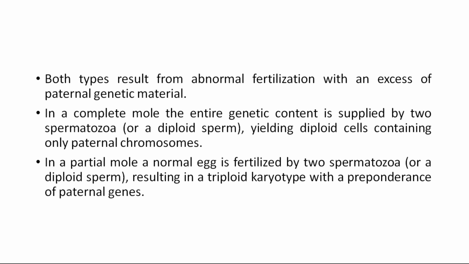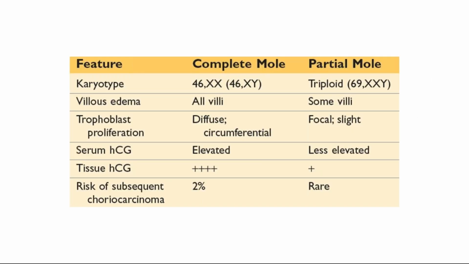In a partial mole, a normal egg is fertilized by two spermatozoa or a diploid sperm, resulting in a triploid karyotype with a predominance of paternal chromosomes. So the differences between complete mole and partial mole: the karyotype of complete mole is either 46XX or 46XY. In partial mole, it is triploid, which is 69, XXY.